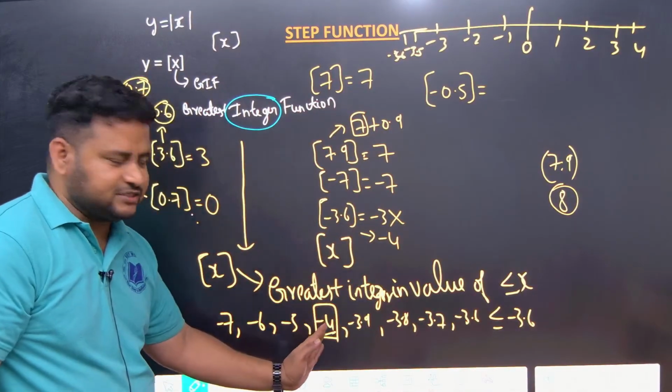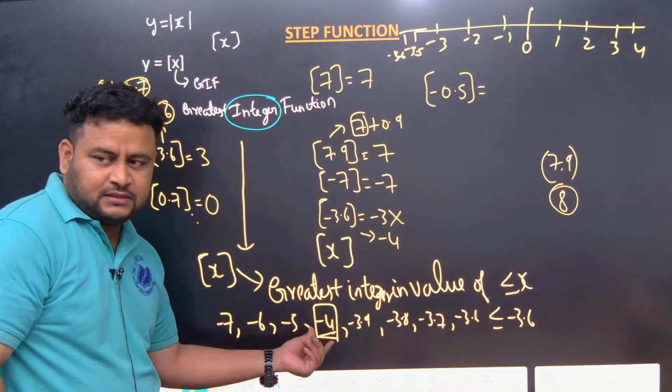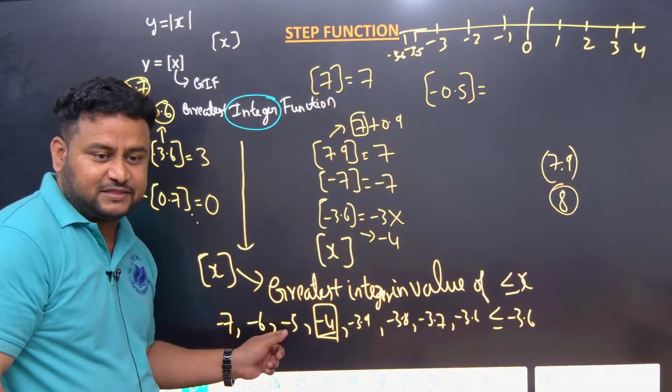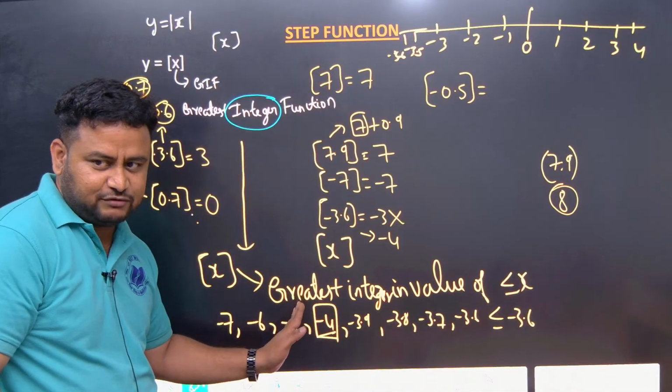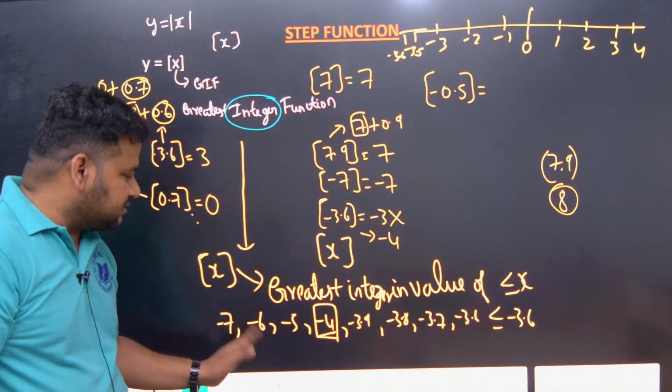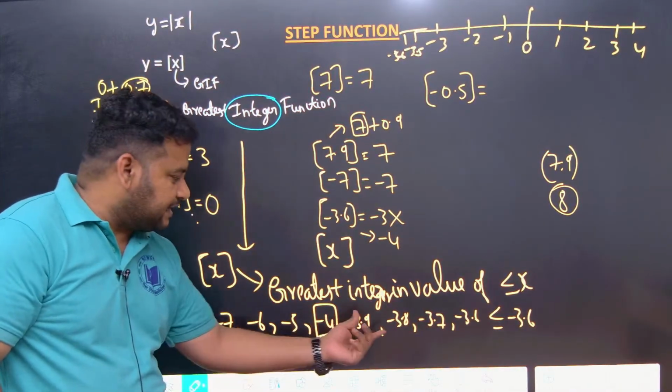Here you are getting the integer. Greatest integer is this one. Minus 4 is a bigger value than minus 5. Remember this. On a number line, for negative numbers, minus 4 is bigger than minus 5 and minus 5 is bigger than minus 6. So similarly, here minus 4 is bigger and it is an integer value.